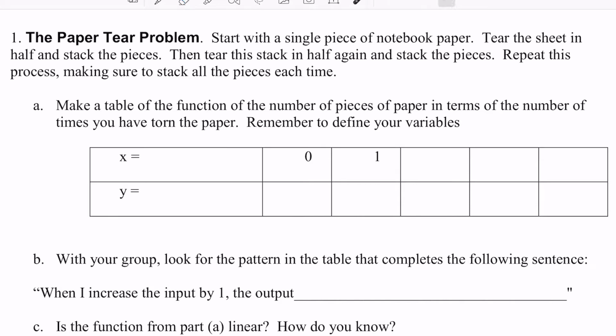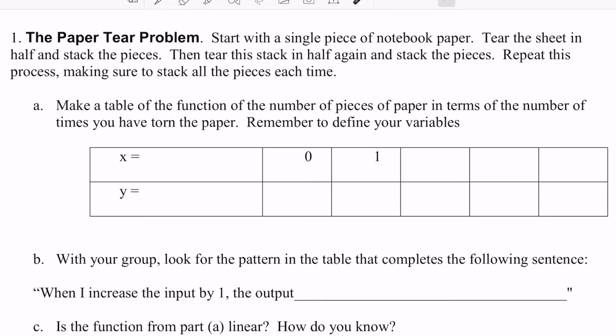Welcome. In this video, we're going to start our discussion on exponential functions, and we're going to do this by introducing the paper tear problem. We're going to start with a single piece of notebook paper. We're going to tear the sheet in half and stack the pieces, then repeat this over and over again, making sure to stack the pieces each time.